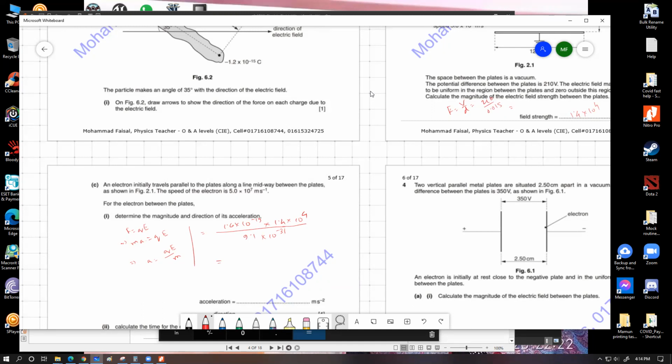Sorry, 2.46 into 10 to the power 15 meters per second squared. 2.46 into 10 to the power 15 meter per second squared.